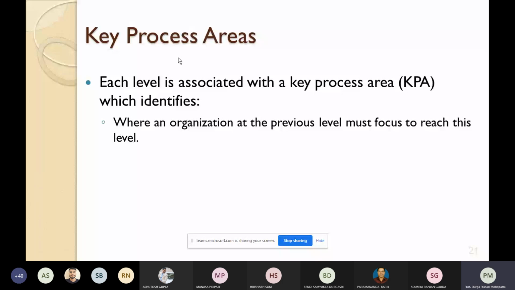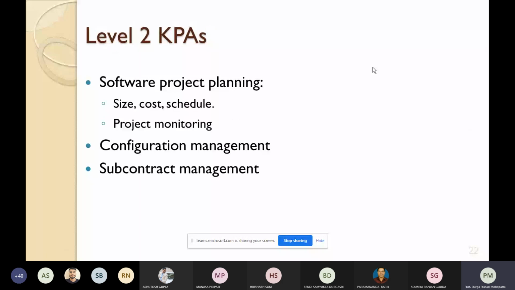I'm just saying, key process area, I have already told you, is the activities that an organization at the previous level must focus on to reach this level. Those are called KPA. Level 2 KPA, I have already told you. That means software project planning, tracking the size, cost, and schedule, project monitoring, etc. You have to perform configuration management and subcontract management. These are the level 2 KPAs.